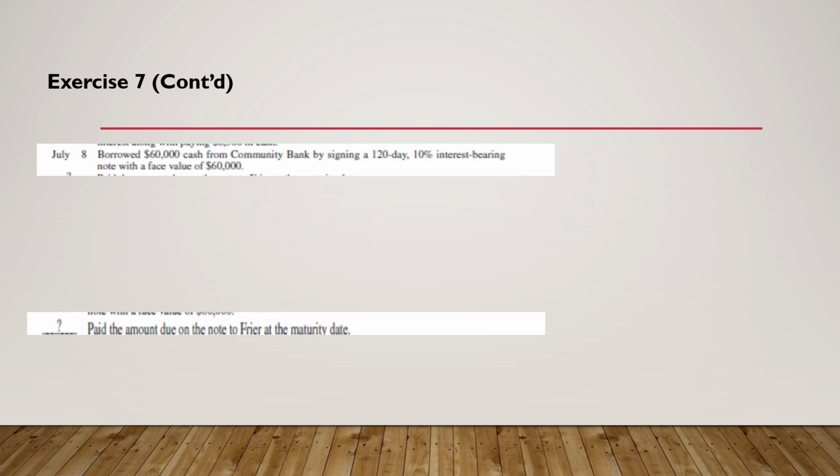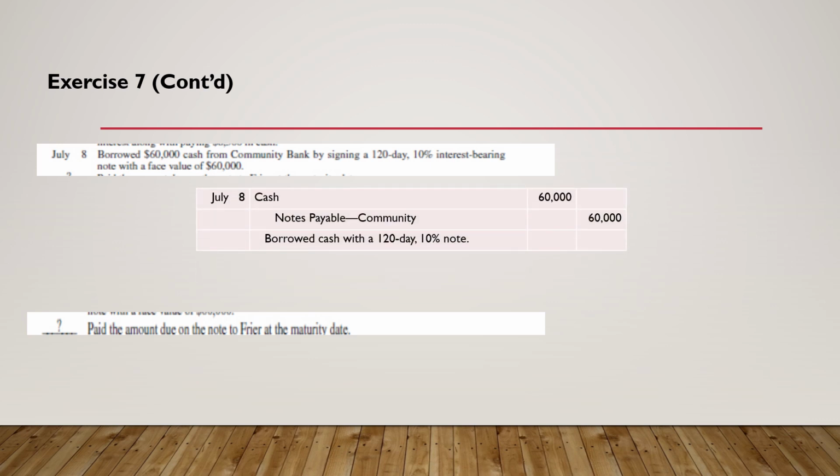So I took cash, therefore I'm going to debit the cash, my cash increased, and I record a liability toward this bank, which is the notes payable. The liability is the notes payable. So debit cash and credit notes payable with $60,000.